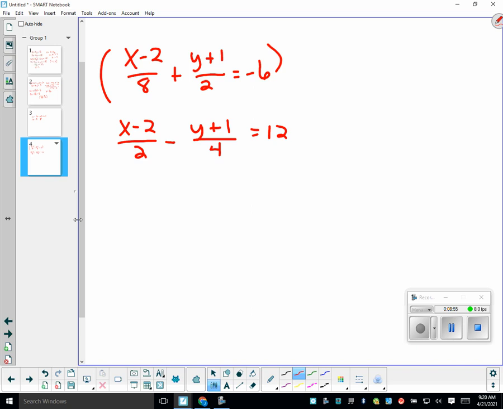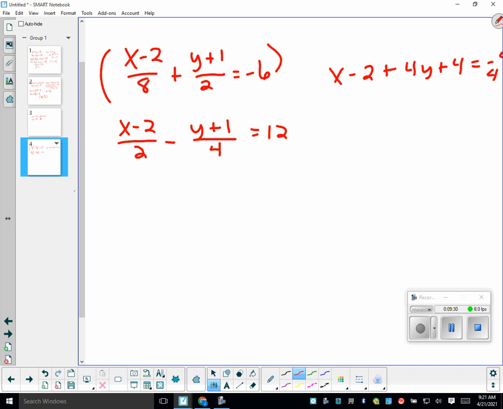Okay. So isn't that x minus 2 plus, what's going to be my next one? Is my 2 and my 8 going to reduce to 4? Yes. 4y plus 4 equals negative 48. I wrote off the board there. That's a negative 48. Yes.